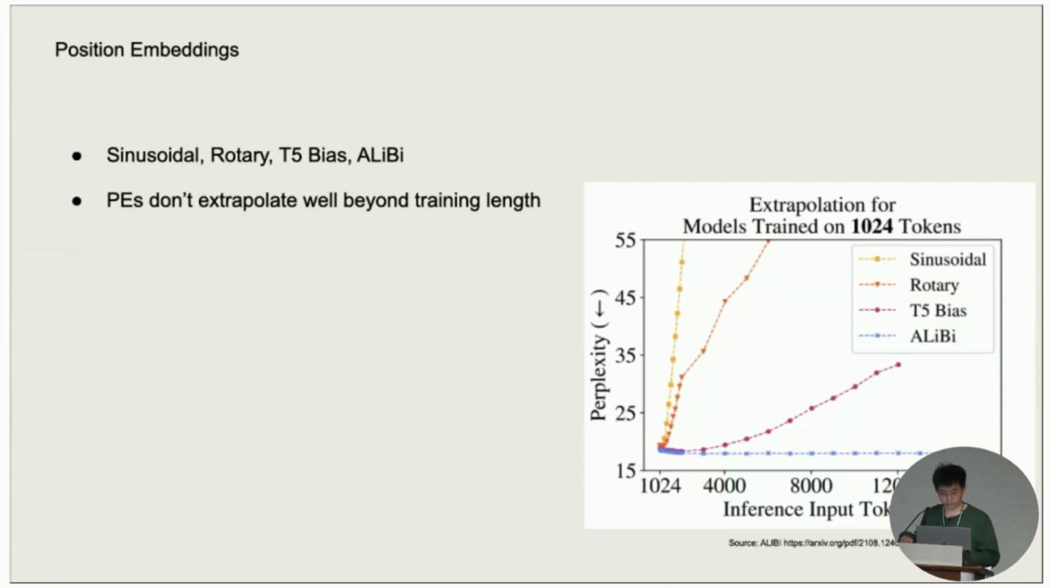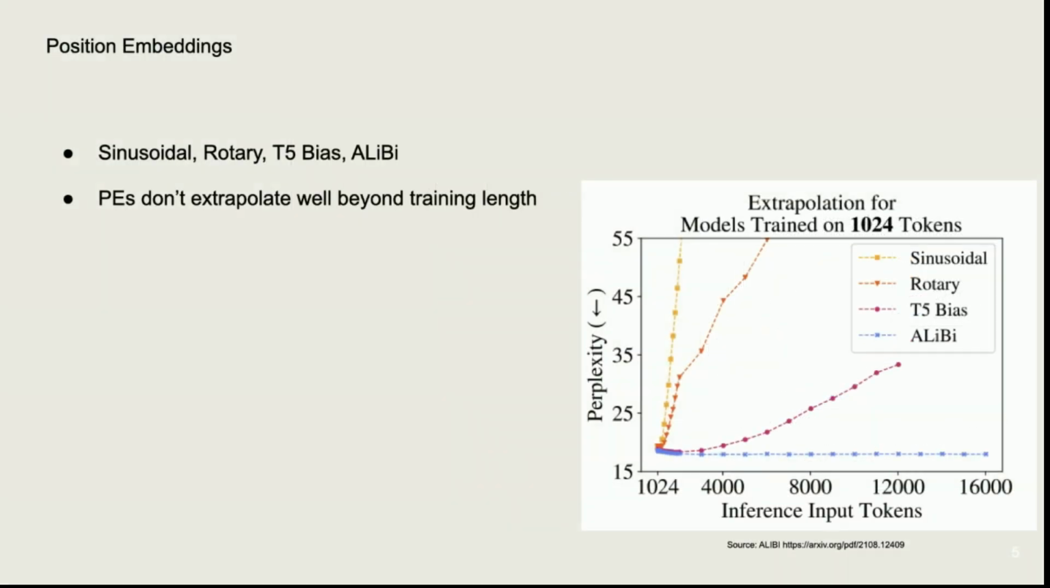The first thing will be position embeddings. For position embeddings, we have the original sinusoidal position embeddings, rotary embeddings, the T5 bias embeddings, and also ALiBi embeddings, which basically model the sequentiality of the input tokens. And what we currently observe for almost all of the position embeddings is that they don't extrapolate well beyond your training lengths.